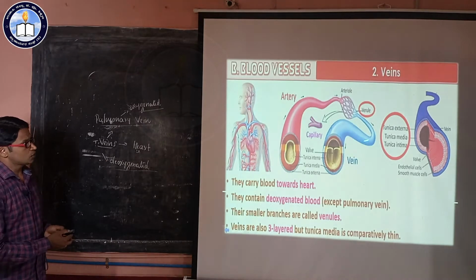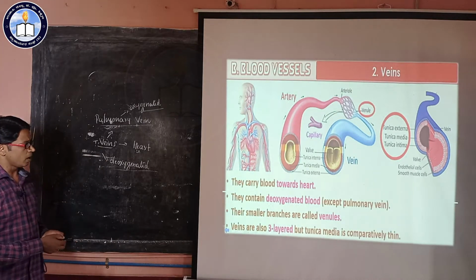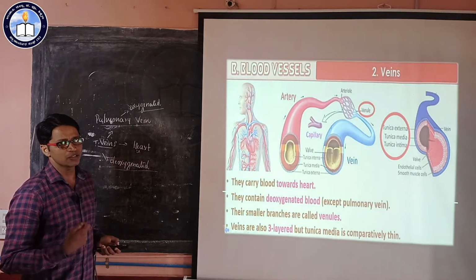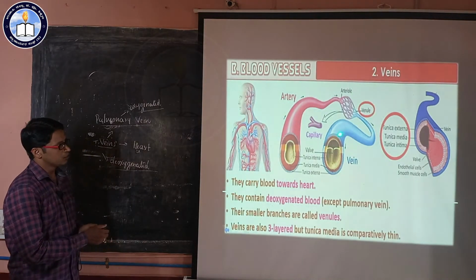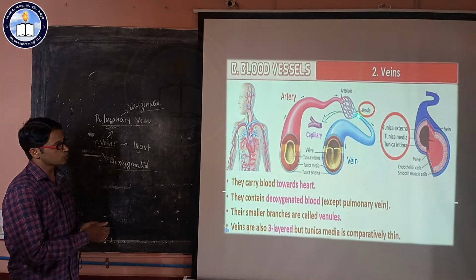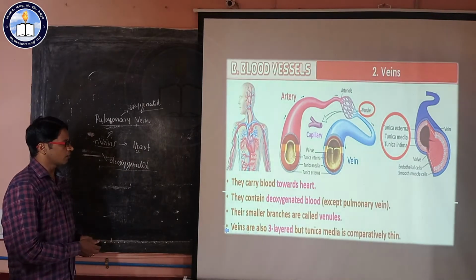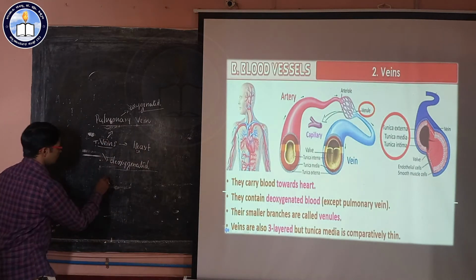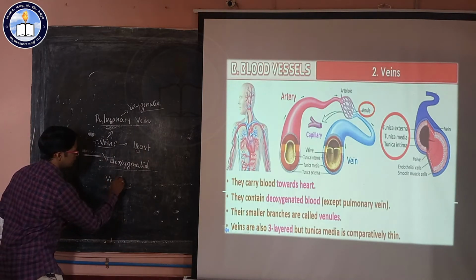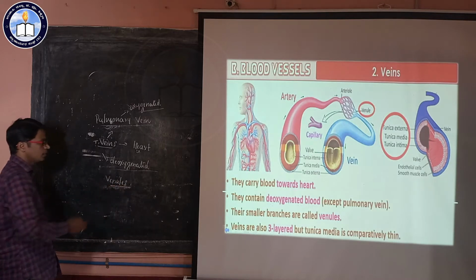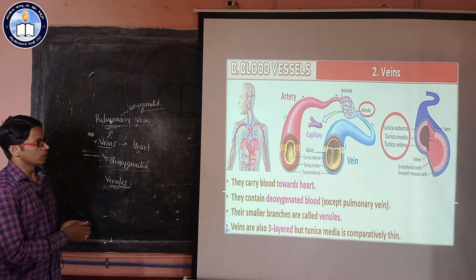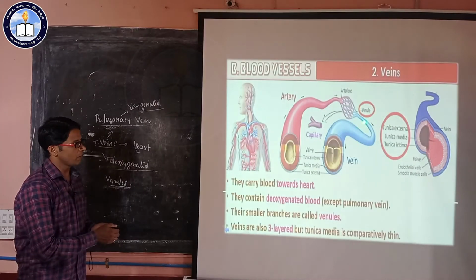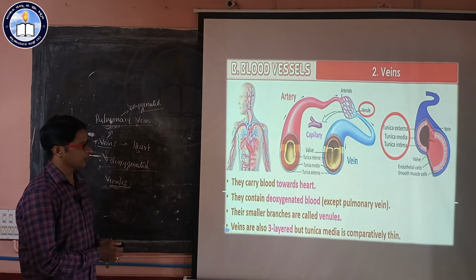So these veins are divided into small branches. Arteries are divided into small branches called arterioles. In the same way, these veins are also divided into small branches. The branches of the vein are called venules, and the branches of the artery are called arterioles.